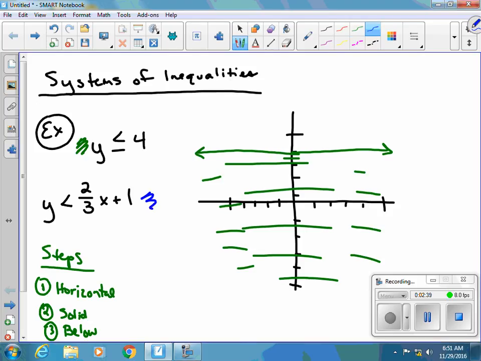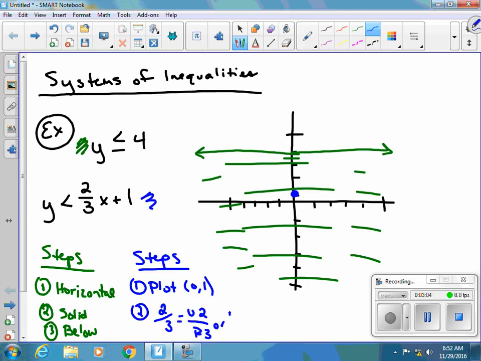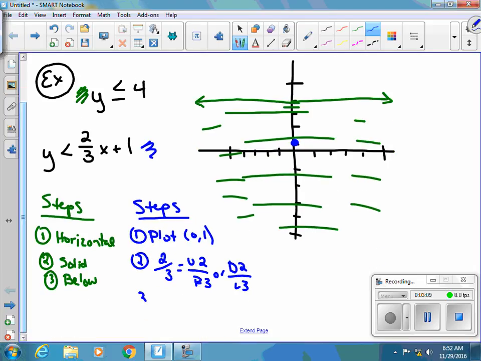Then with the blue one, the nice thing is that both of these were already in the form of y equals mx plus b, so I didn't have to rearrange anything. So on this first one, I'm going to plot 0, 1. Second step, I'm going to have my slope of 2/3, so I can go up to right 3, or down to left 3. I'm going to have a dashed line, and I'm going to shade below.